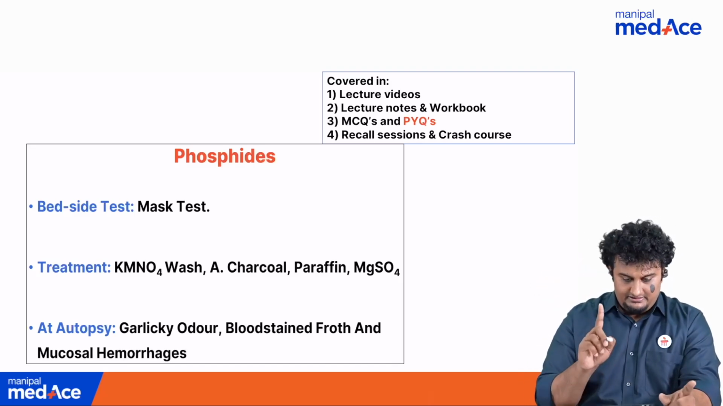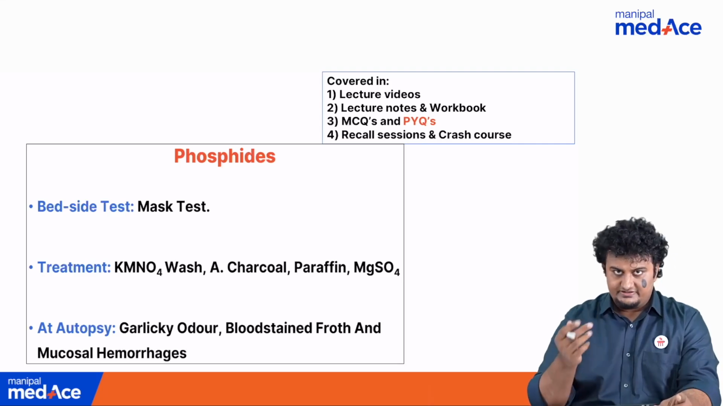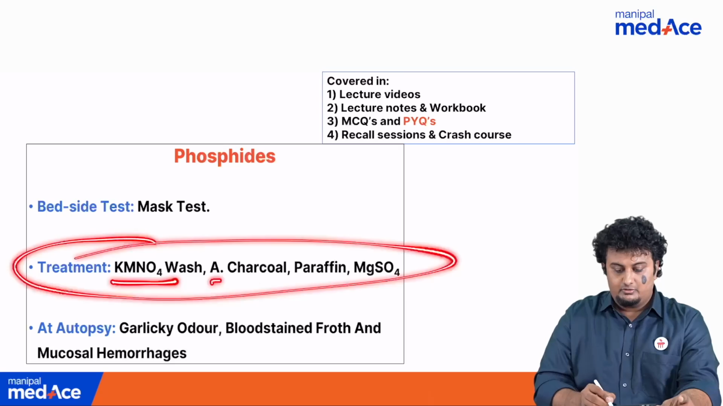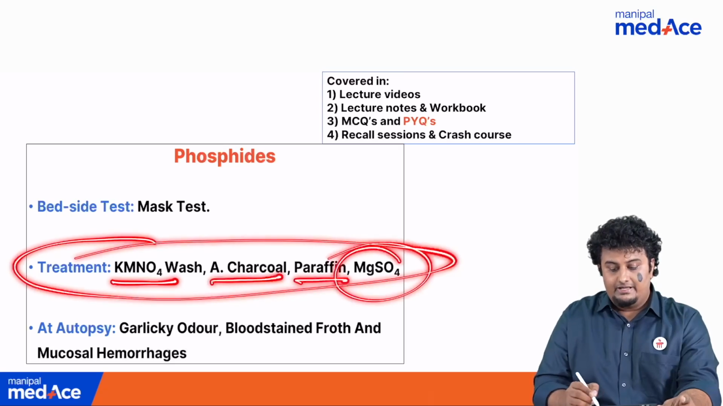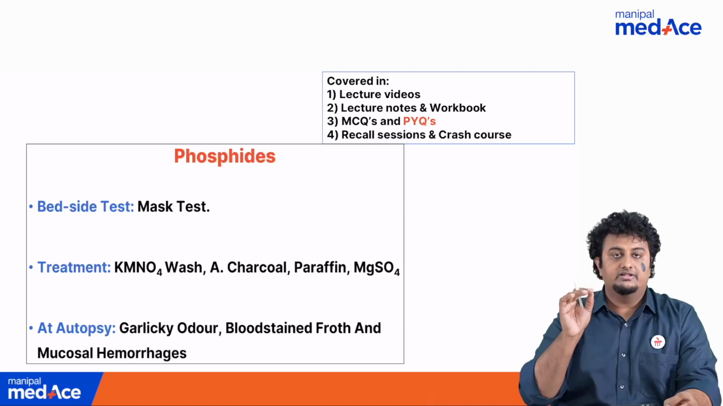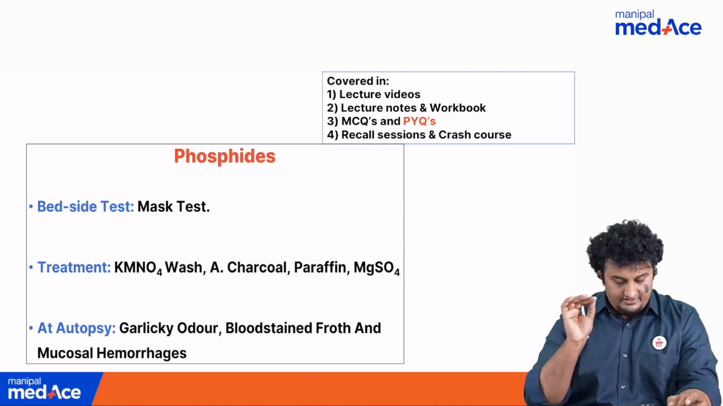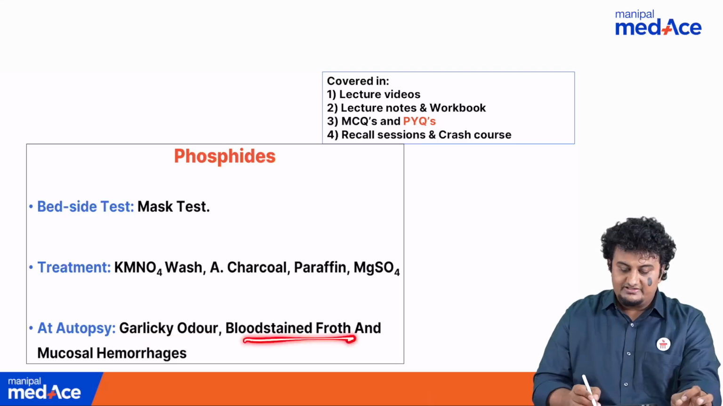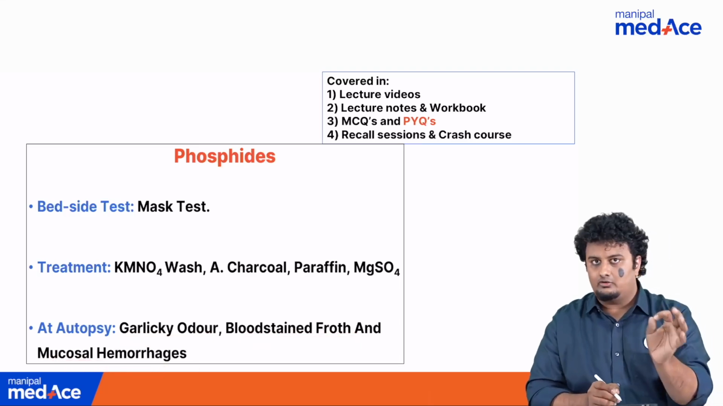So that is the bedside test, mask test, also known as silver nitrate test. And the treatment for that is mentioned over here: KMnO4 stomach wash, activated charcoal, paraffin, and MgSO4. MgSO4 is still used in the treatment, but however, there is no specific antidote. This is very important to note. Also, it has a garlicky odor with bloodstained froth and mucosal hemorrhages at autopsy.